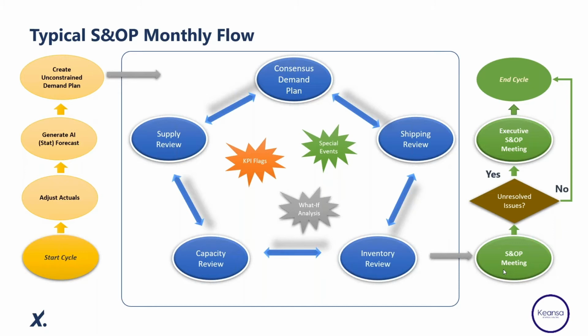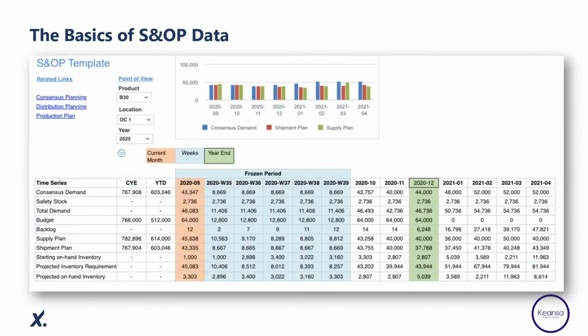So let's look at the basics of the S&OP data. We make sure that we show some charts. The charts are always showing you there's more visibility in what's happening with trends, maybe spikes. These would definitely route you to the right information. We're looking at a point of view here. We're looking at product family B30 and location distribution center 1, and our current year is 2020. Our current period is month 9.